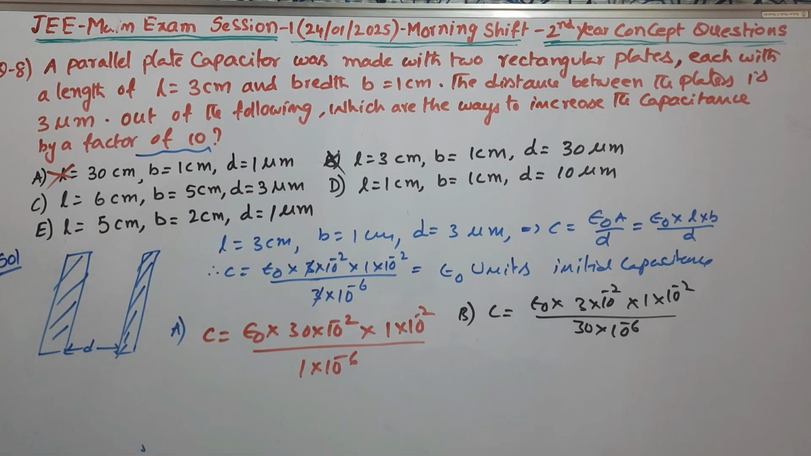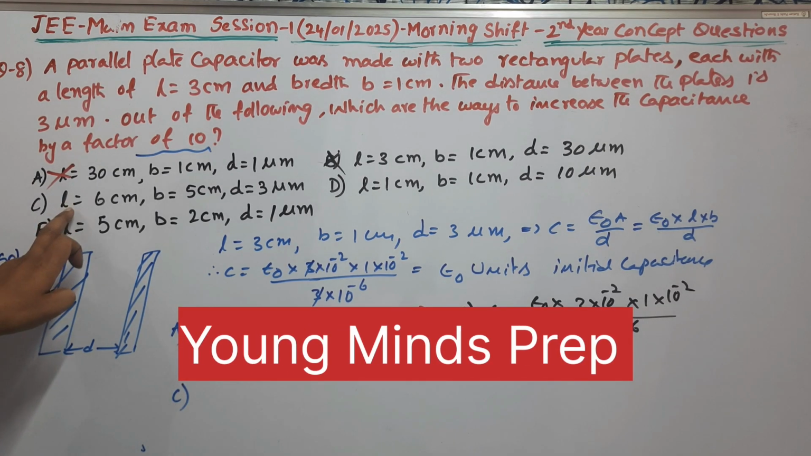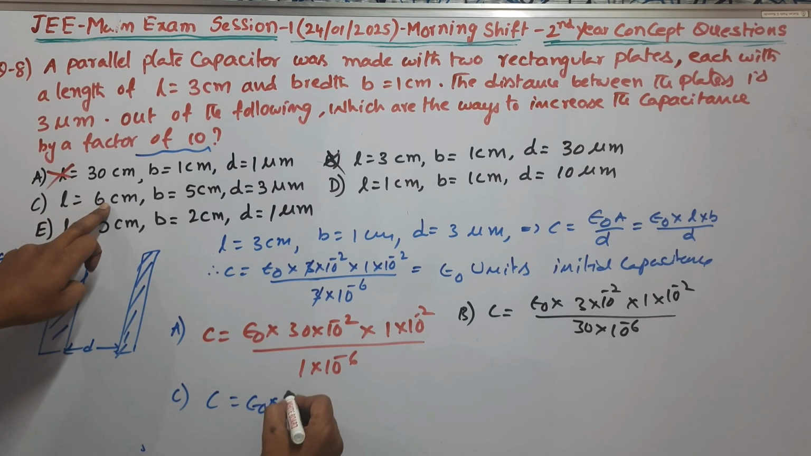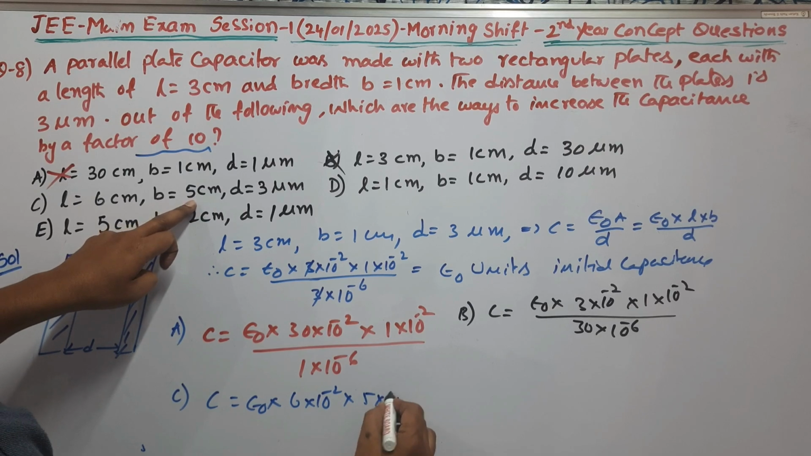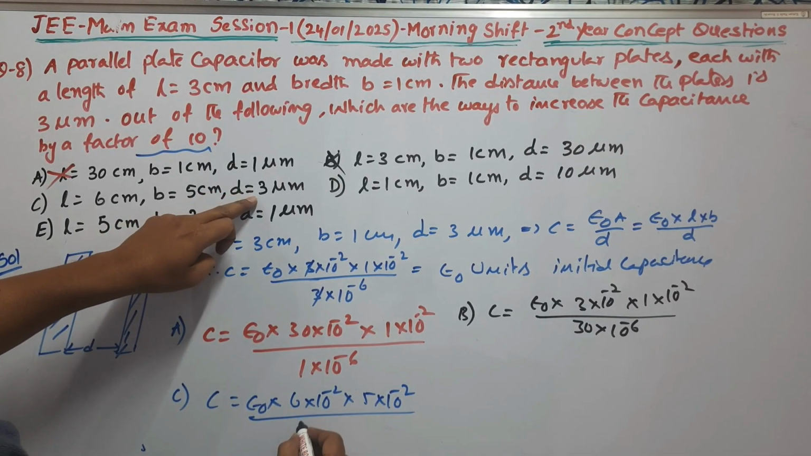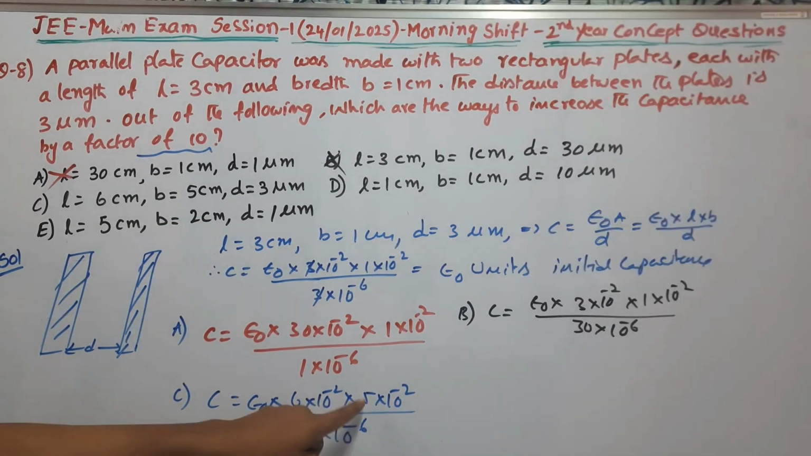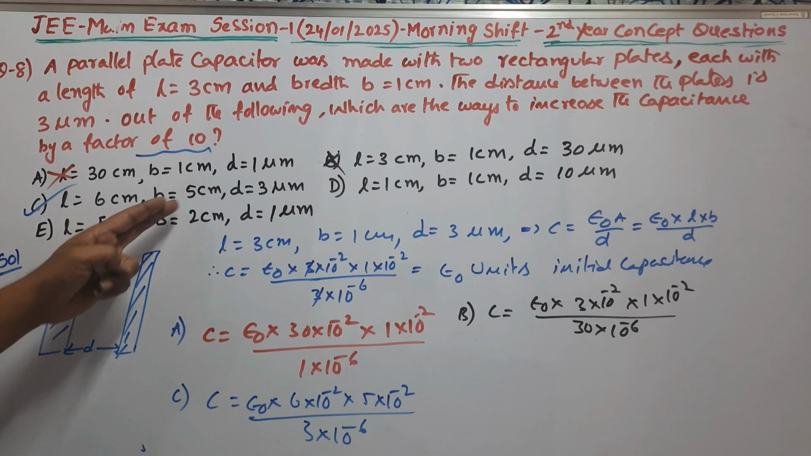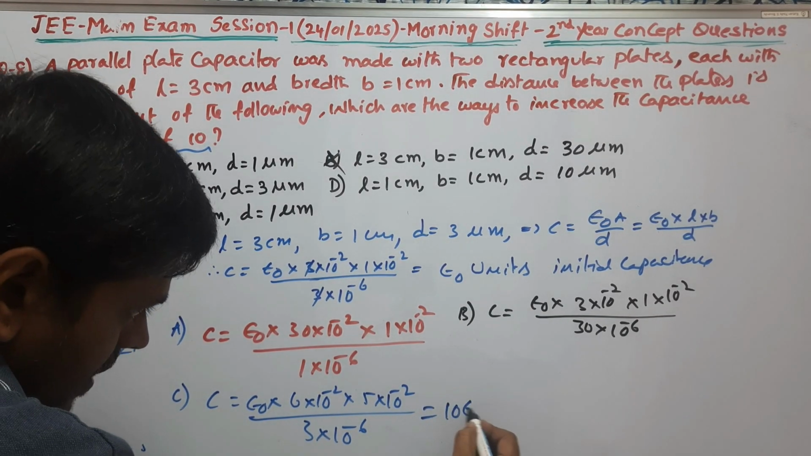Okay, now we can take option C. What is C? C is equal to epsilon naught into length 6 into 10 power minus 2, breadth 5 into 10 power minus 2, by 3 into 10 power minus 6. So 3 into 2, 5 is 10. That means yes, it may be correct. You get a value of 10, that means 10 epsilon naught.